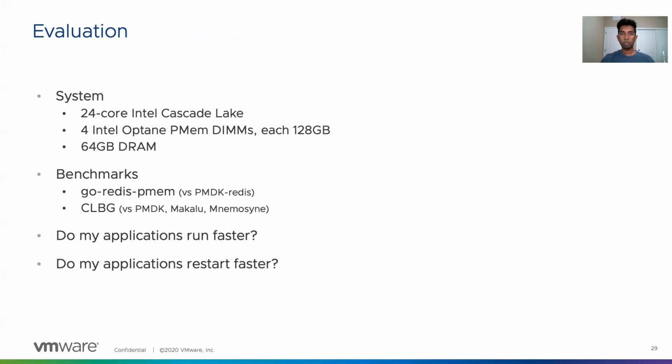To evaluate GoPmem, we ask two important questions. Do my applications run faster with pmem? And do my applications restart faster after a crash? We developed a Redis server called go-redis-pmem to understand how a real-world application can benefit from GoPmem. We also use benchmarks from the Computer Language Benchmarks Game to perform micro benchmarks of our memory allocator and transactions. We compare against other pmem libraries such as PMDK, Makalu, and Nvm_malloc.